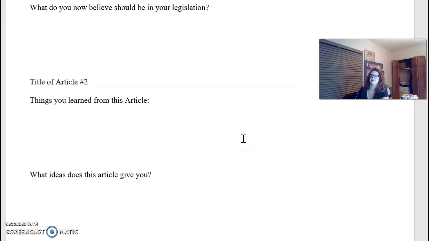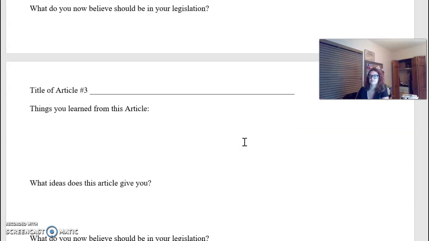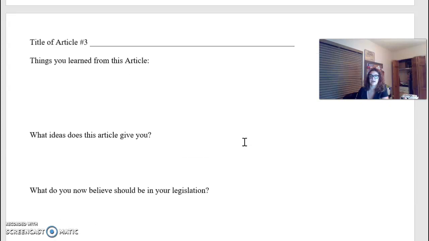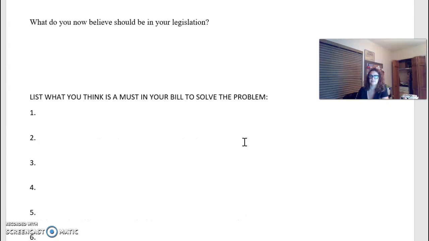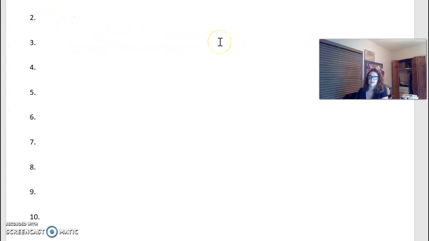There you go. Title of the article number 2. Moving on down the road, title of the article number 3. And last but not least, ladies and gentlemen, I have included a place for you to make a list of all the things that you think that should be in your bill to solve your problem. And that's a list of 10 things. I don't think this is a difficult task.